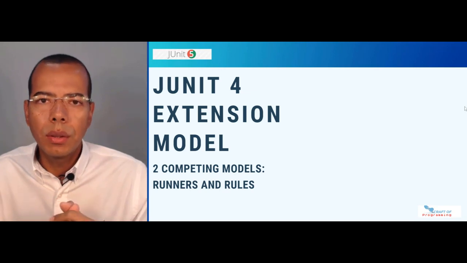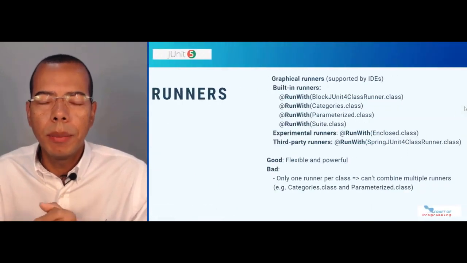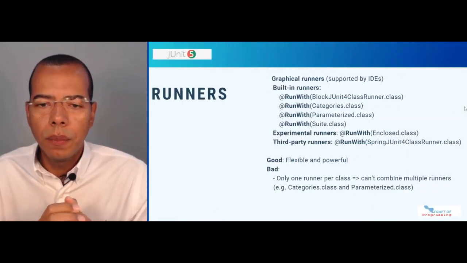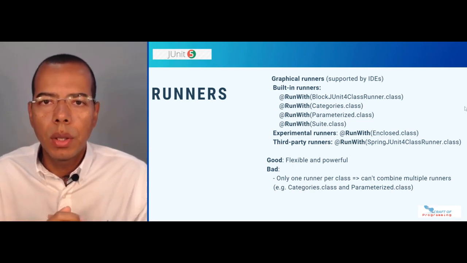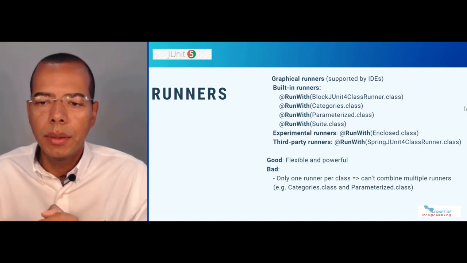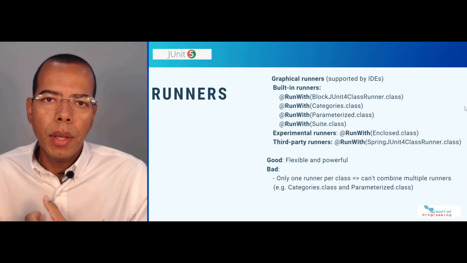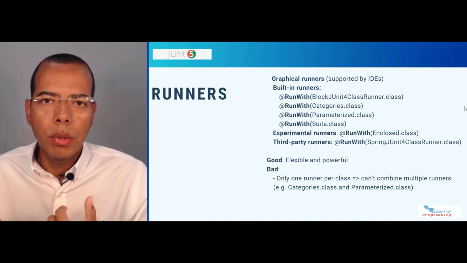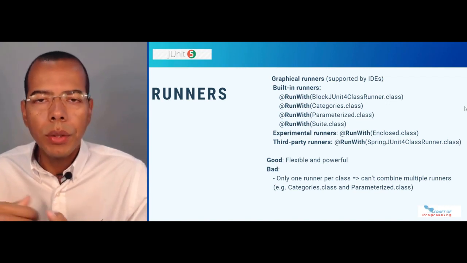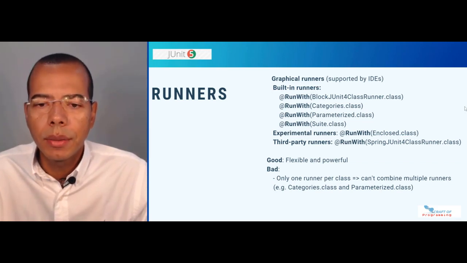And the reason why they were competing is because the runners, as you can see here, were basically categorized in terms of graphical runners, which were supported by any IDE like IntelliJ or Eclipse, and this is what enabled you to create a JUnit test and then just run it, or go to a package or an entire project and just run all of those tests. So when you do that, the IDE was creating a graphical runner to basically run your tests.